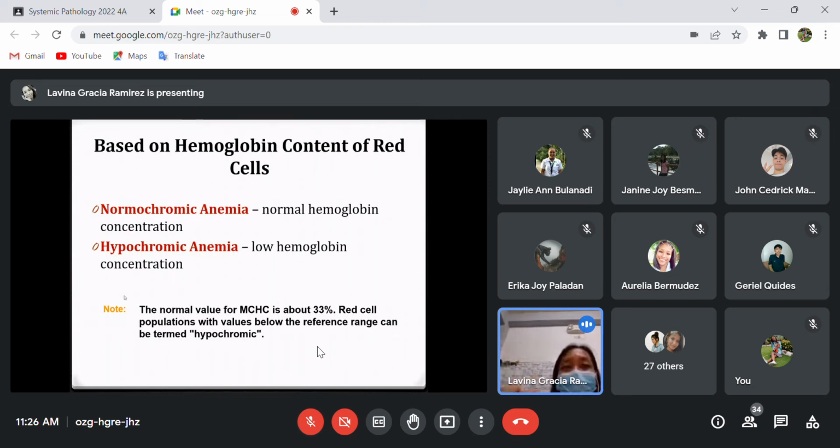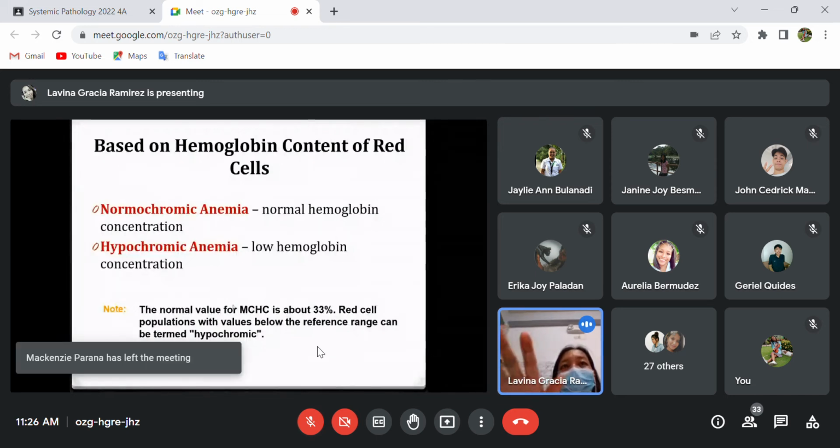Normally, the value of the MCHC, or the mean corpuscular hemoglobin concentration, is an erythrogram evaluation in your laboratory examinations. The MCHC gives you the hemoglobin content or concentration, which should be 33%. So red cell populations with values below 33%, or one third of the RBC, are called hypochromic. That is based on the content of red cells.